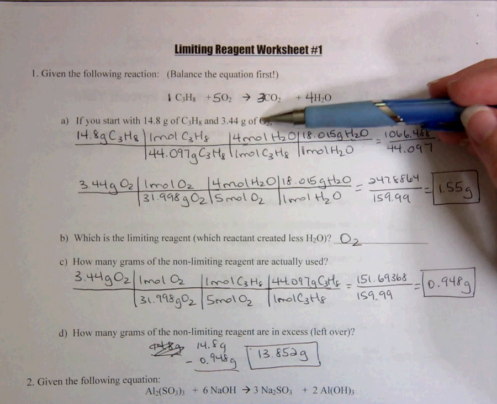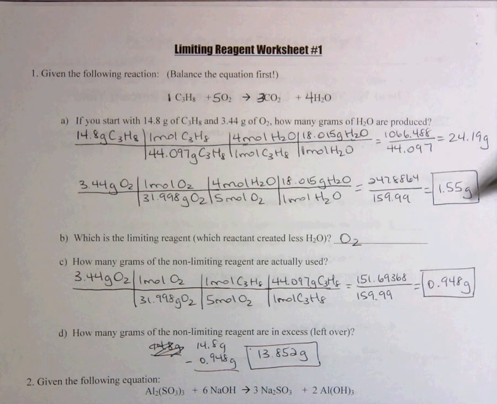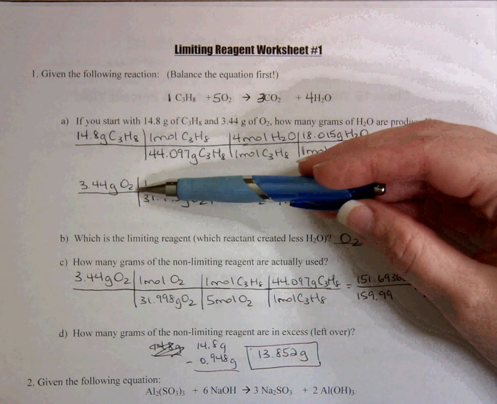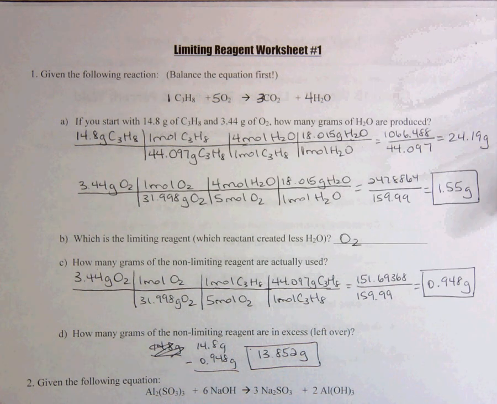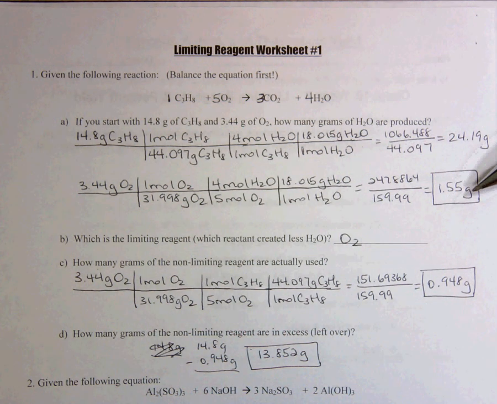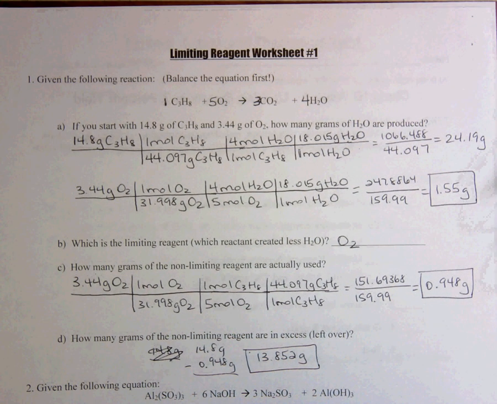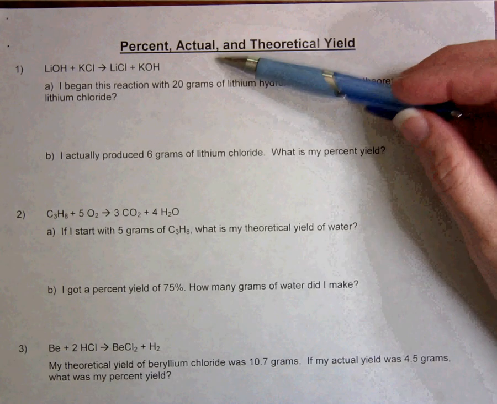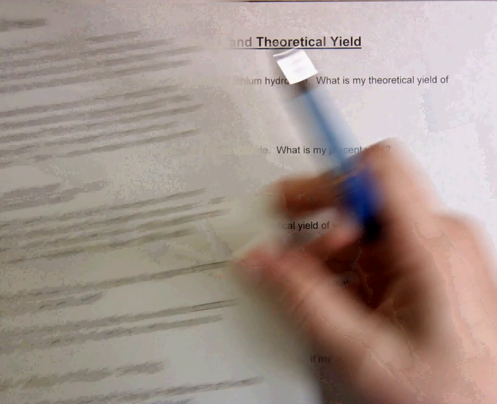So when we did this one, we should get 1.55 grams of H2O when this reaction is finished using 3.44 grams of O2. So when you do your stoichiometry and you get your answer, that is the theoretical yield. In theory, that's the amount I should get when the reaction is done. However, in actuality, it doesn't typically turn out that way.